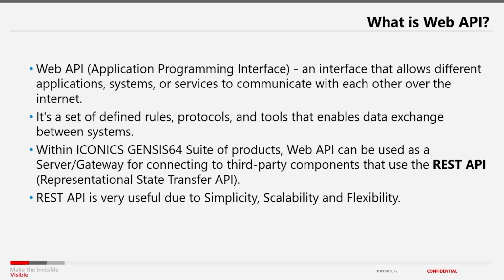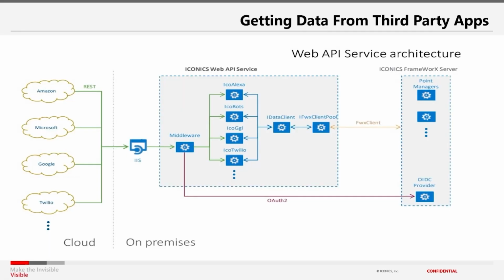So within ICONICS Genesis suite of products, Web API can be used as a server or gateway for connecting to third-party components that use REST API. REST API is Representational State Transfer API, and it is very useful due to its simplicity, scalability, and flexibility. Yeah, that's good. So, let's put this into two parts.